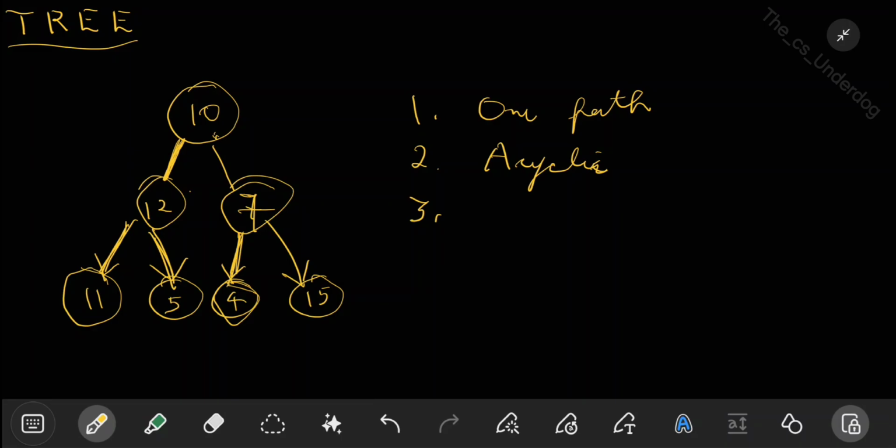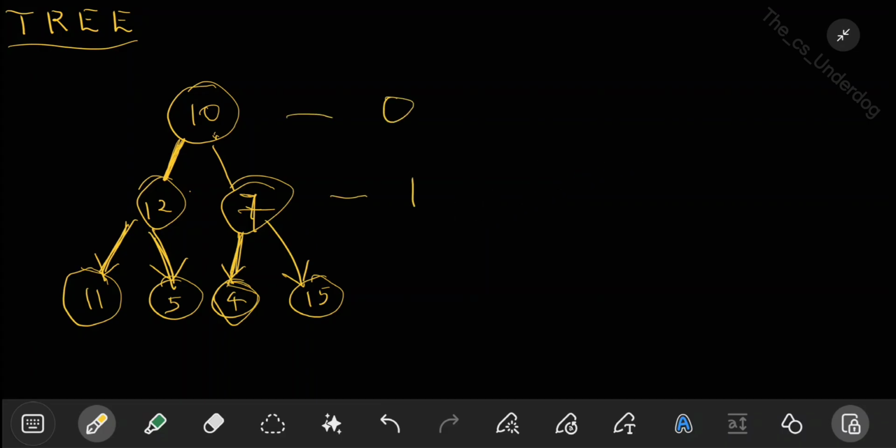So the third property is that a tree will always be organized in different levels. So whatever is the top level, this is called level 0, this is level 1, this is level 2. This is how any tree will be organized. Then let us also understand about height along with level. So height is a property of a tree. Each of these levels, this is level 0, level 1, level 2.